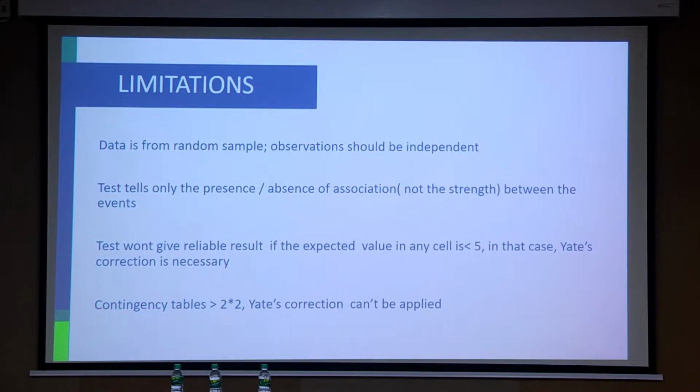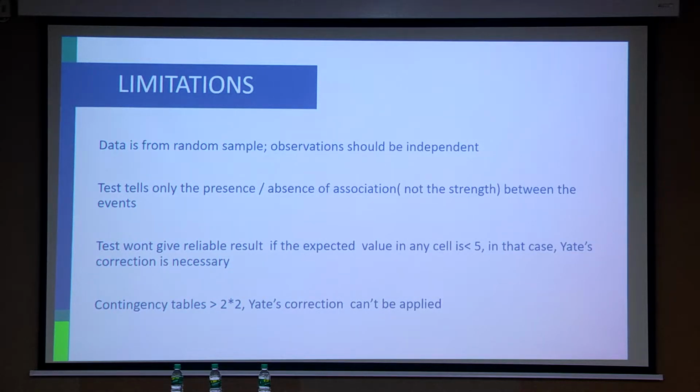Even though chi-square has a wide range of application, it has some limitations. That is, data should be from a random sample and the observations should be independent. It tells only the presence or absence of association, but not the strength. It won't give a reliable result if the expected value in any cell is less than 5. In that case, Yates correction is necessary.